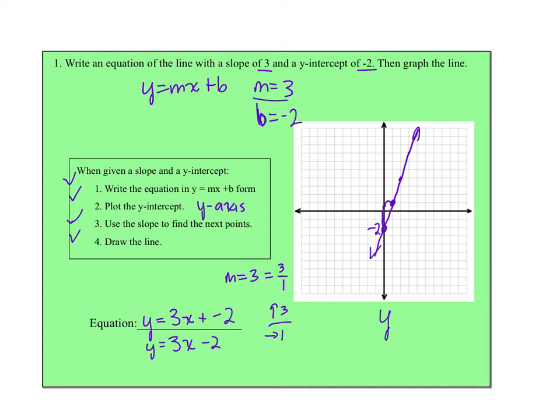So I wrote the equation in y equals mx plus b form, I found the y-intercept, I used the slope to find the next point or two, then I sketched the line, and I'm done. That's kind of all there is to it. One note I will mention is that if you have a slope that is a whole number, just realize that it is over 1. A whole number is just something over 1, and that's an old fraction rule.